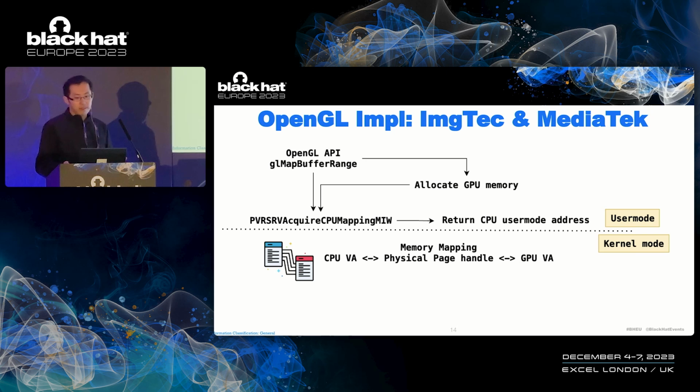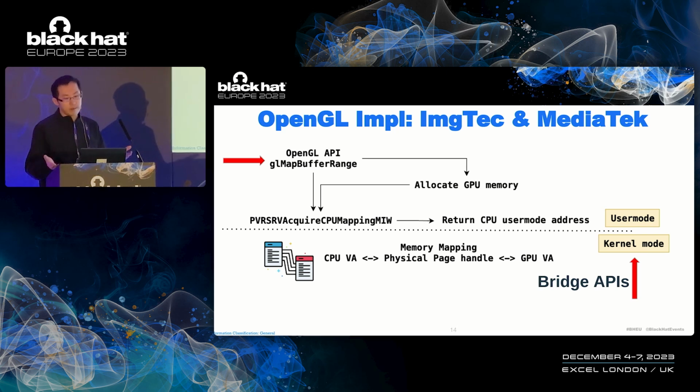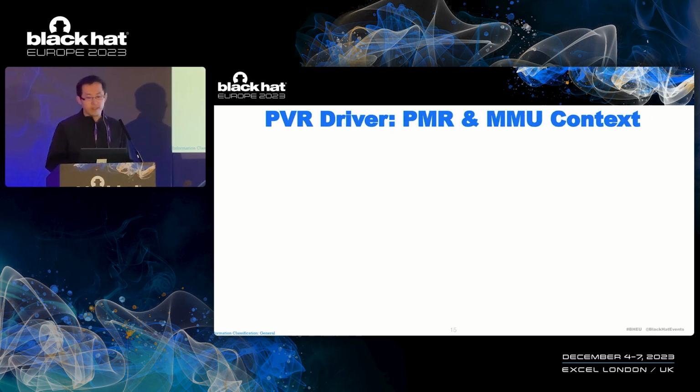So for instance, if we invoke these OpenGL APIs, the graphic library will essentially establish the CPU and GPU mapping by interacting with the GPU driver. So we can ignore the logic here and switch to the kernel point of view. The GPU driver has to allocate a bunch of physical pages and map these physical pages into the CPU and GPU virtual memory space. So the GPU driver has to expose tons of APIs to the user space, and we basically call them the bridge APIs.